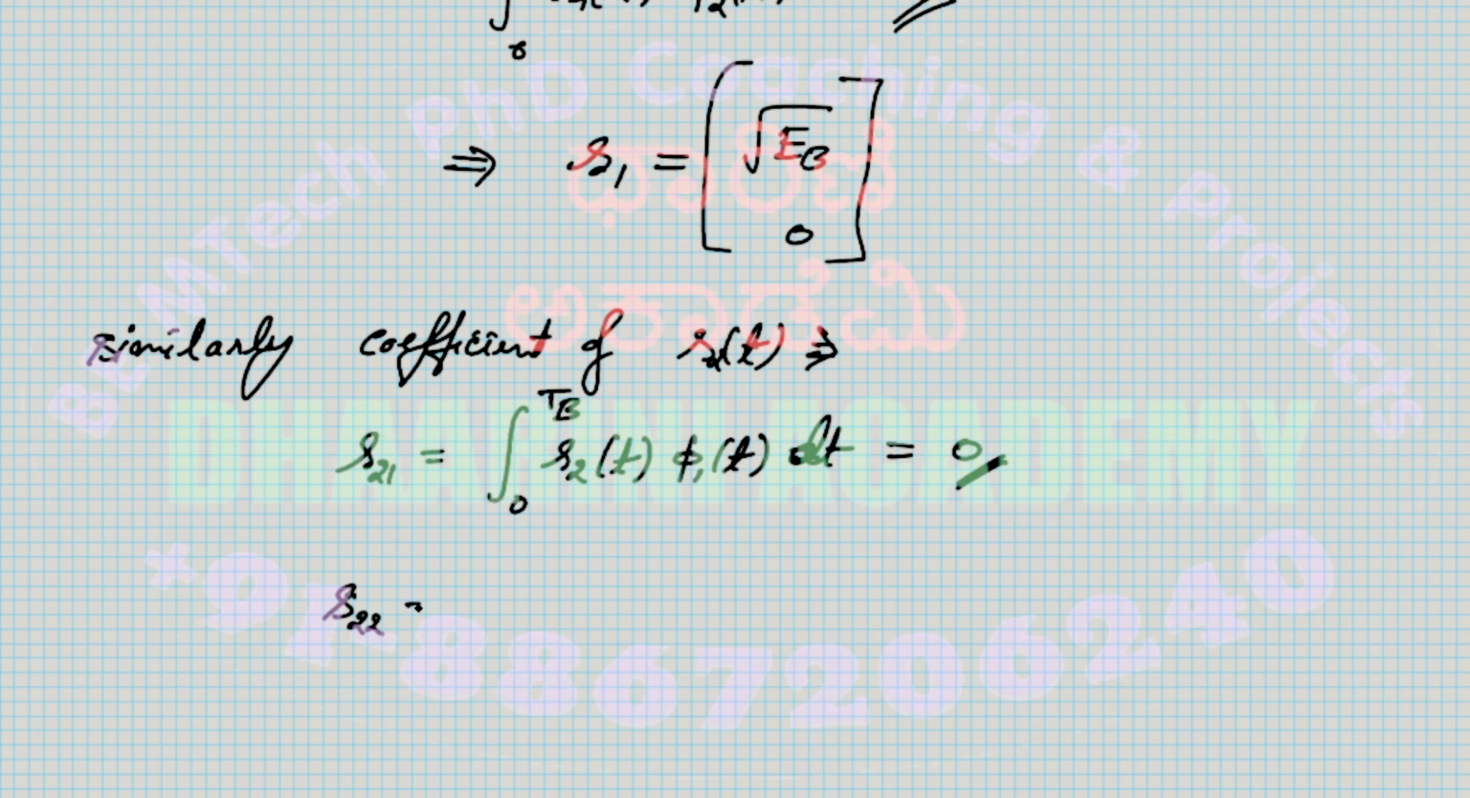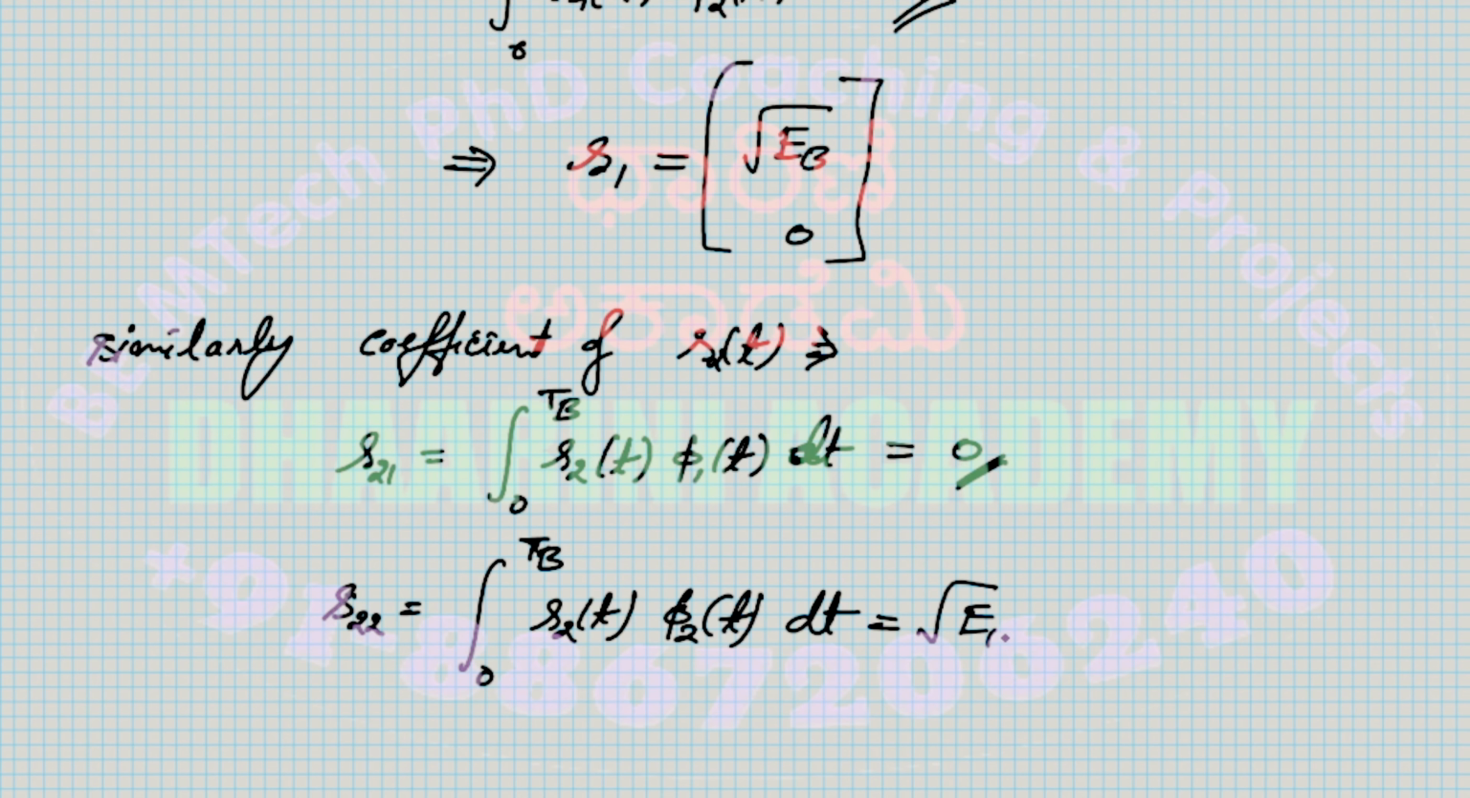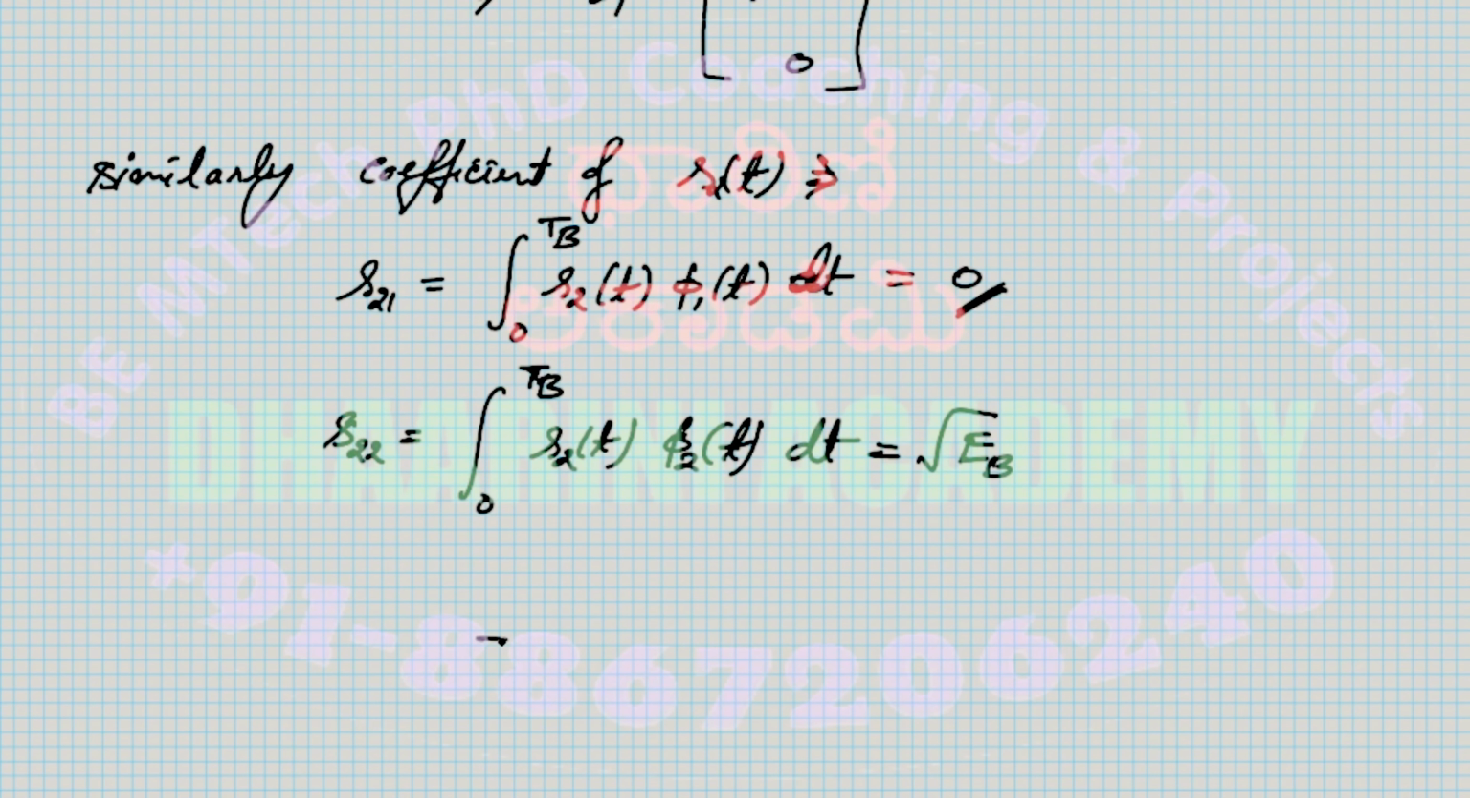Similarly, S22 is the integral 0 to Tb of S2 of t. What is S2 of t? It's the second signal into phi 2. Since both of them are marked on the same axis, this gives you an answer root Eb. Are you okay? So how do you denote the point S2 now? Any point I want to mark for S2 should be 0 on phi 1 and root Eb on the phi 2 axis.